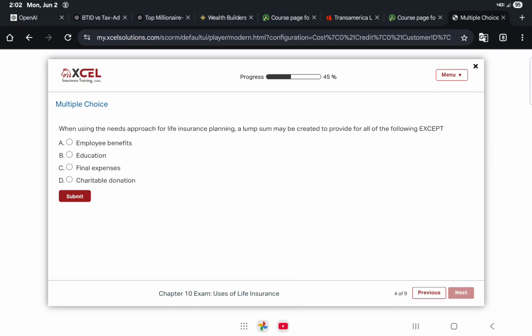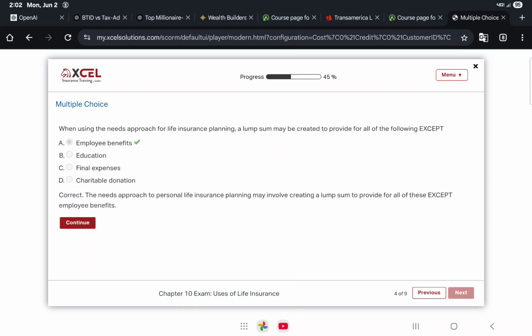When using the needs approach for life insurance planning, a lump sum may be created to provide for all of the following except: employee benefits, education, final expenses, charitable donations. It's going to be employee benefits, I believe, mainly because everything else you can kind of buy and set up, but employee benefits is kind of like an ongoing thing. The best product for that would be an annuity.